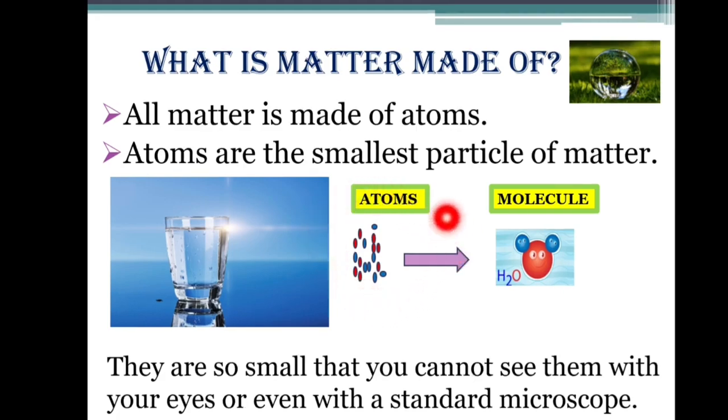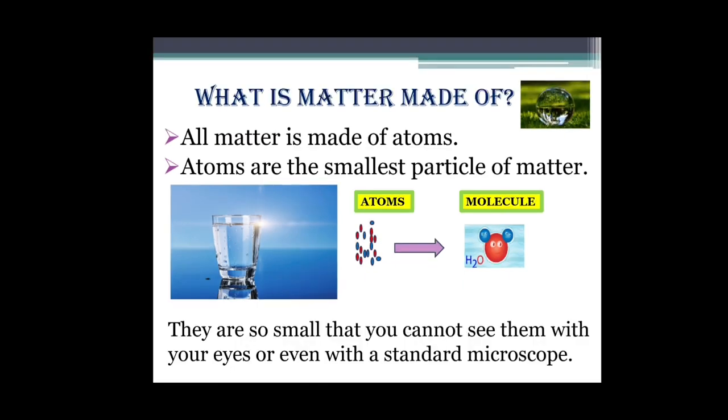A group of atoms bond together to form a molecule. Examples of molecules are oxygen, chlorine, and water. So they are very small. We cannot see them with our eyes or even with a standard microscope. What is a standard microscope? An optical instrument having a magnifying lens for inspecting objects that are too small to be seen. Even using that kind of instrument, we cannot see the atoms.